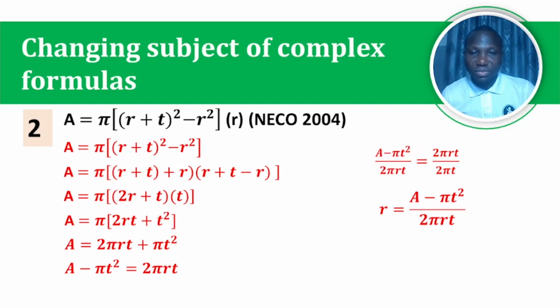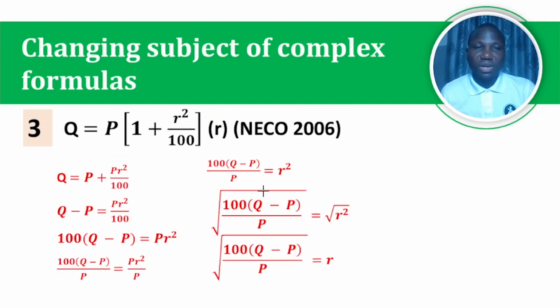Oh my, sorry, there's a mistake here. This should be 2 pi t. Please take note of that. There shouldn't be r here. We're dividing both sides by 2 pi t, not 2 pi rt. So 2 pi t divides the right hand side, 2 pi t divides the left hand side. Now if we divide the right hand side, 2 cancels 2, pi cancels pi, t cancels t. So we are left with a minus pi t squared all over 2 pi t. Please take note there is no r here. So the correct answer to this should be r equals a minus pi t squared over 2 pi t.